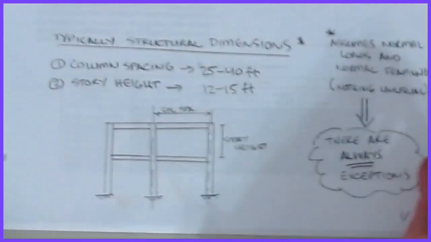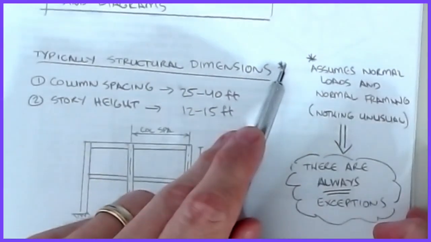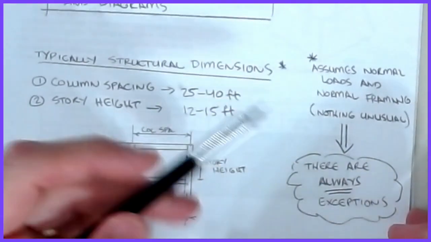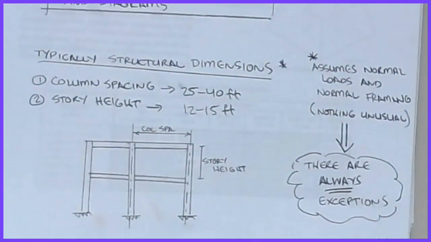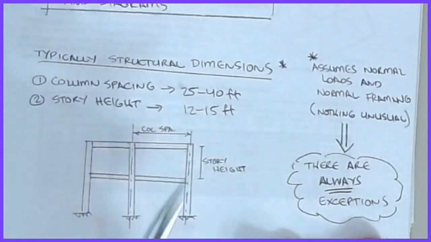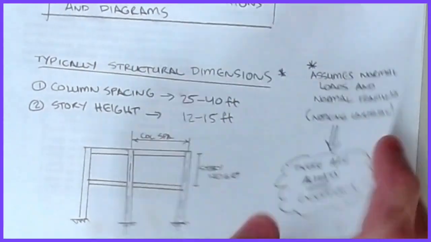Okay, now one thing to point out is that I've highlighted this and it says that this assumes normal loads. Okay, and normal framing, nothing unusual, but there are always exceptions. Even the normal stuff has exceptions to it. So as a structural engineer, you have to be prepared to be able to handle those. But through my experience, these dimensions have always served me well as a starting point for the framing process.